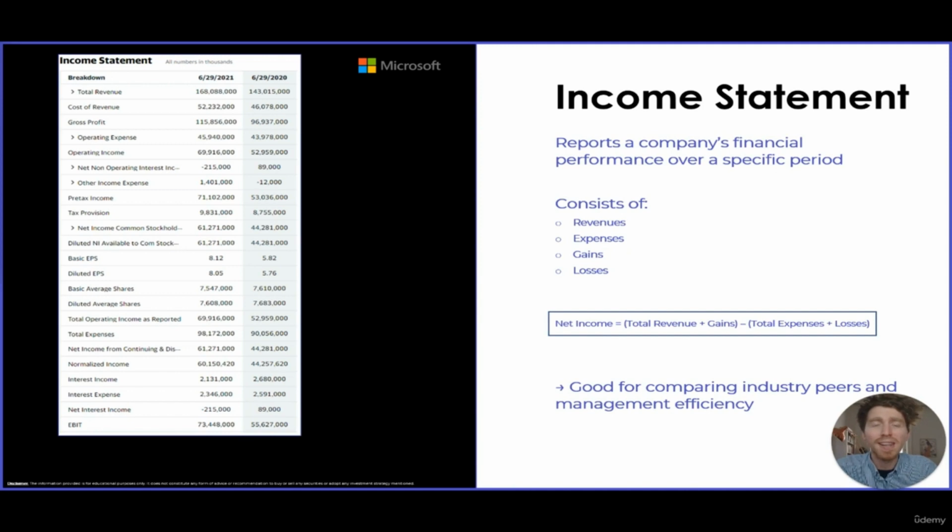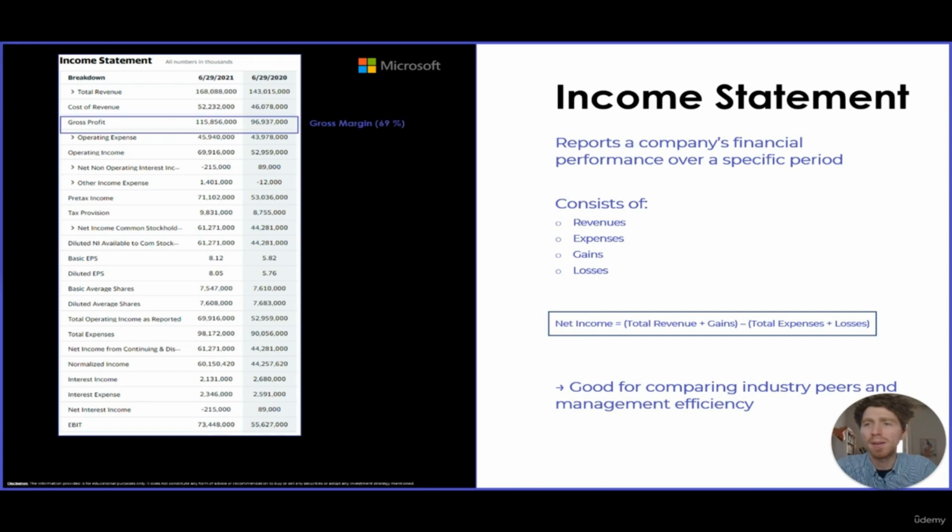In general, an income statement consists of revenue, expenses, gains, and losses. And the total net income is calculated by the total revenue plus gains minus the total expenses plus losses.